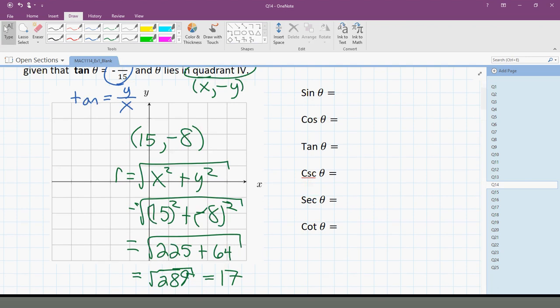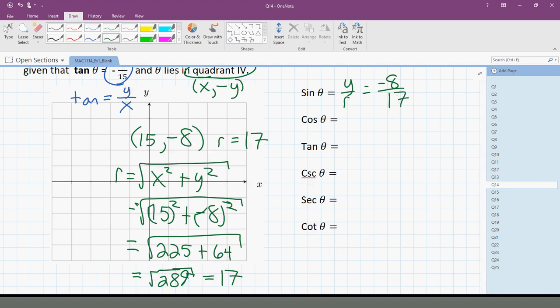We can actually go in and write our trig functions. So we remember sine from the previous problem is what variable over what variable? Y over r. So all we got to do is plug in our y and plug in our r. What is our y? Negative 8. And our r was 17. Let's go ahead and write this up here. I don't know why this board's being wonky right now. So negative 8 over 17.